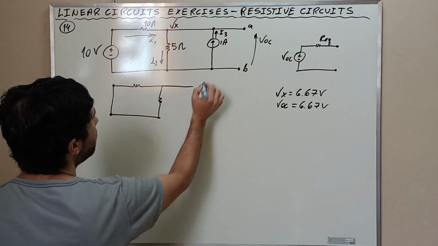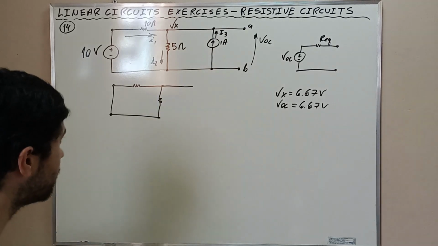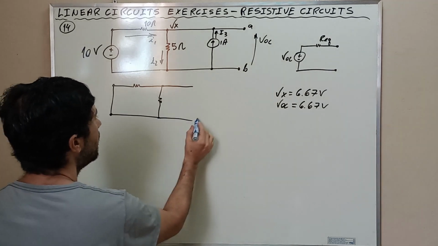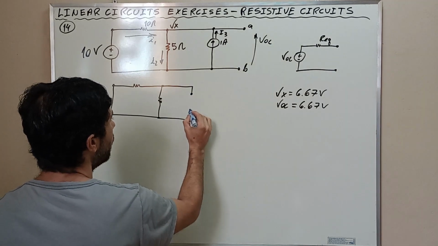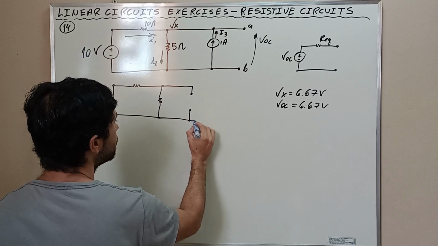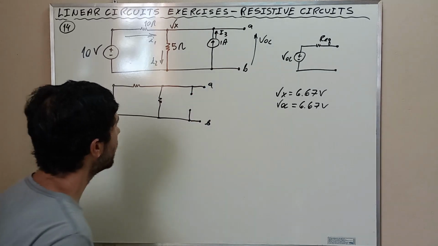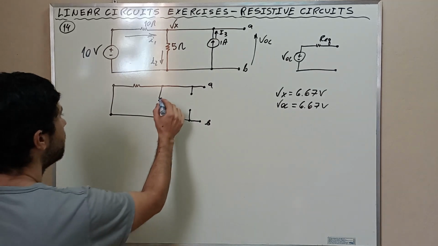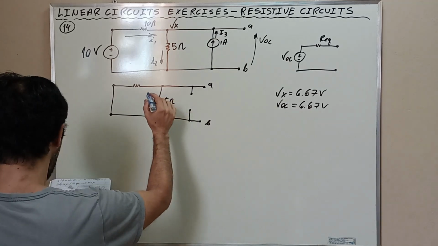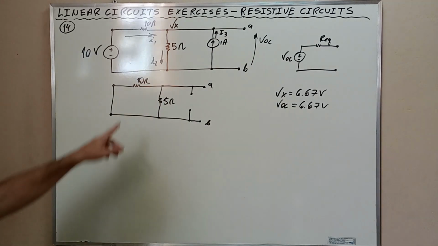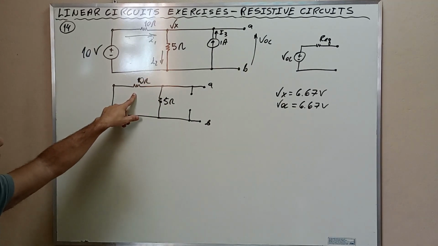And how about the current source? The current source at rest is an open circuit. So we just let it open here where there was the current source. Okay, and these are the points A and B. Alright, my friends, and this is the 5 ohms resistor, and this is the 10 ohms resistor, and observe that they are in parallel.